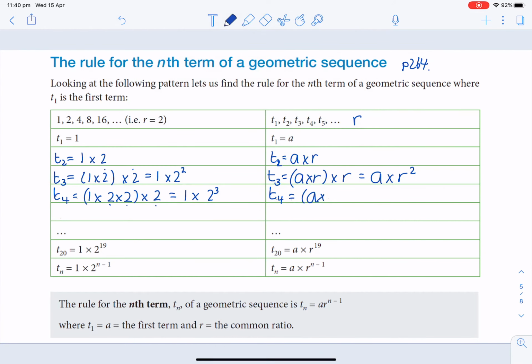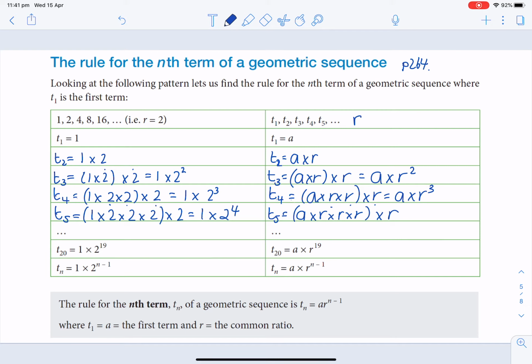So it's A times R multiplied by another R gives me 1, 2, 3 R's, A times R cubed. T5, still following the same suit, so I've got 1 times 2 times 2 times 2, so I've got my 3 2's there. Multiplied by another 2 gives me 1 times 2 to the 4. And my T5 with my alphanumeric, R times R, and then multiplying by another R gives me A by R to the 4.